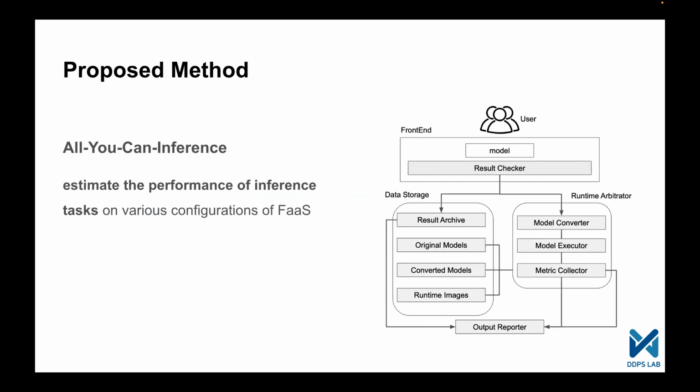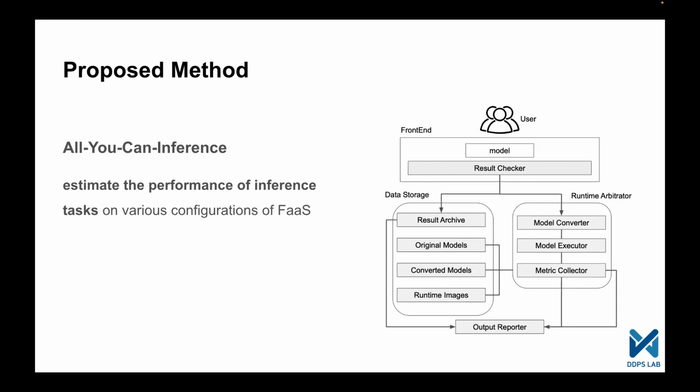So we propose All-You-Can-Inference, a publicly available DNN inference environment on a serverless computing environment. All-You-Can-Inference helps DNN application developers to estimate inference performance by testing various configurations. So users can build an optimal model serving environment.